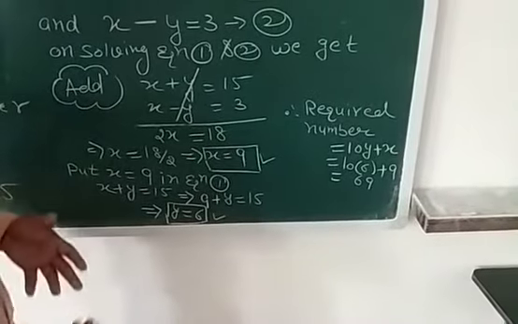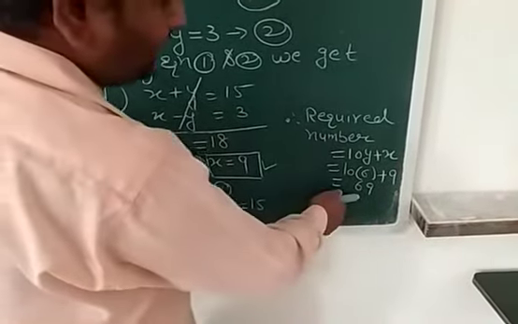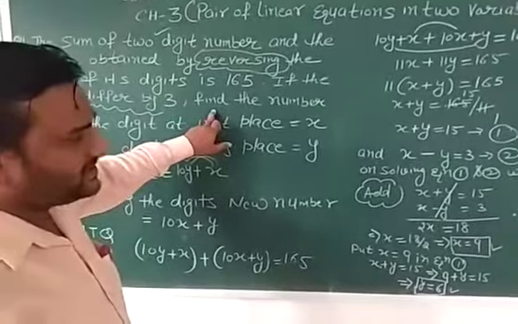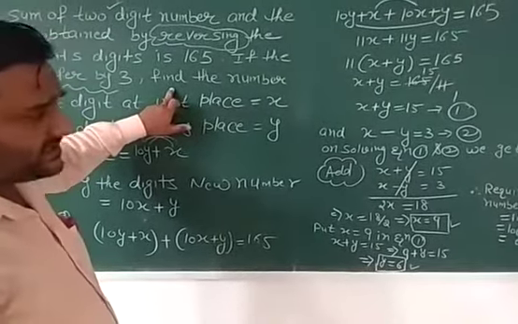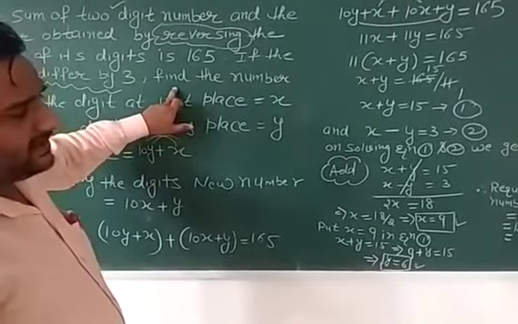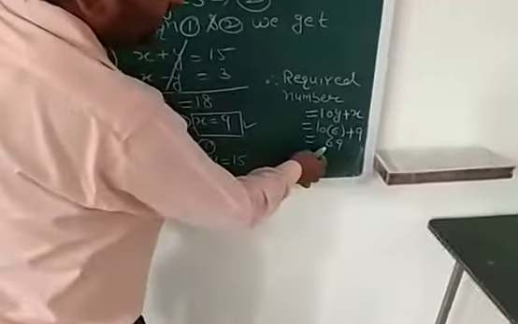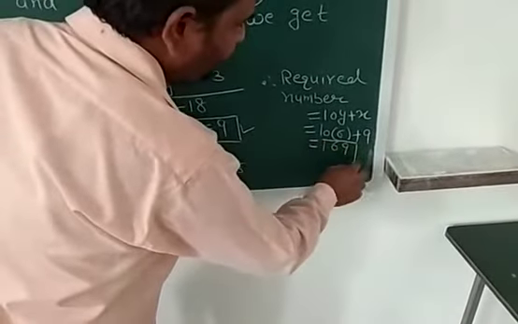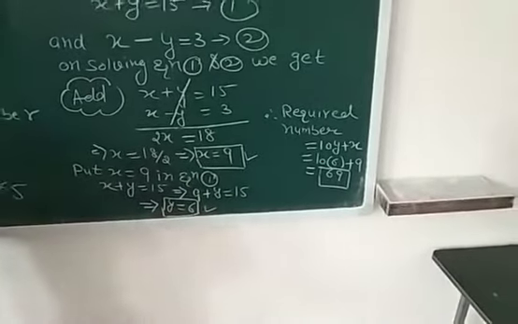If you want to write the number in reversing order, we get 96. We have to check the question first: find the number. So our number is 69. Once we change the order, we get 96, because you have to take this 9 at the place of this. So the required number is 69. I hope you understand the way to solve this question.